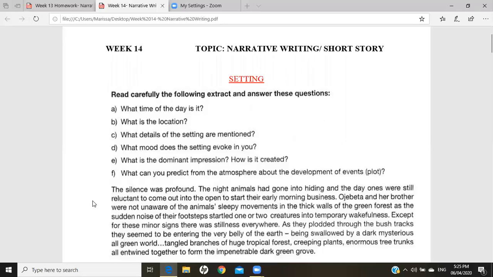So like, for instance, if the setting is dark, it's cold, it's lonely, not hearing any noises, maybe the atmosphere would be a scary one, and then your mood, you would be frightened. So try to use the setting, the descriptions, the atmosphere to figure out the mood that you would be in.